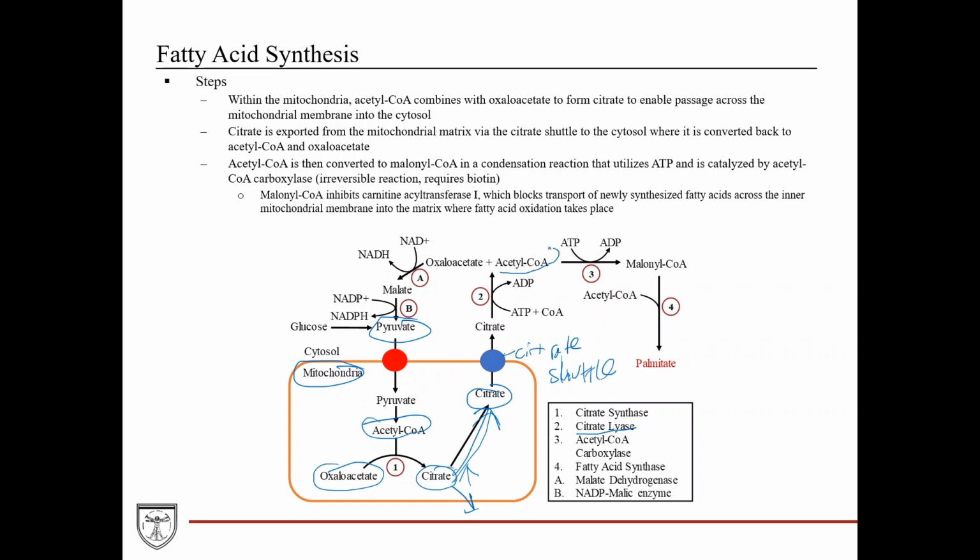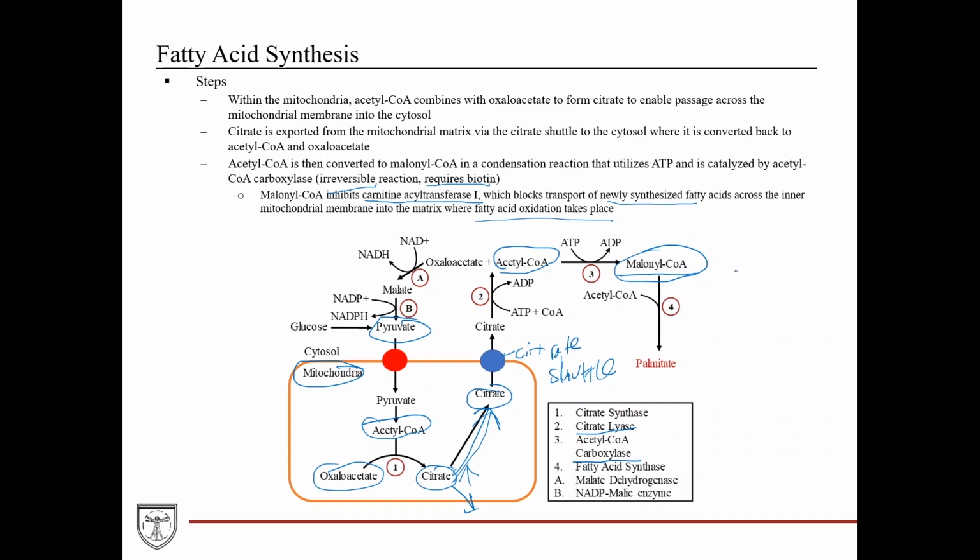So now that you've converted it back to acetyl-CoA and oxaloacetate, acetyl-CoA can then undergo conversion to malonyl-CoA, which is the first committed step of fatty acid synthesis, and this is catalyzed by the enzyme acetyl-CoA carboxylase. This is an irreversible reaction, hence committed, and it requires biotin as a cofactor. What's significant about malonyl-CoA is that it can inhibit carnitine acyltransferase 1, which we'll talk about later in the lecture. This blocks the transport of newly synthesized fatty acids across the inner mitochondrial membrane into the matrix where fatty acid oxidation takes place. So what's the significance?